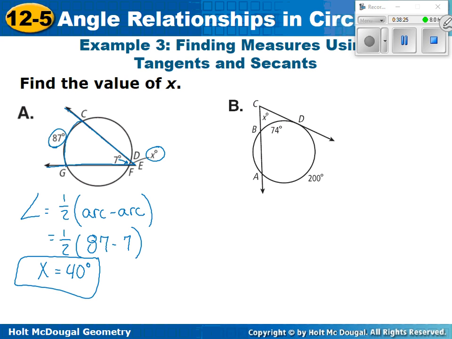Okay, basically the same idea on part B. Where is the angle located? Outside the circle. So it should be half of arc minus arc. Again, make sure you do bigger minus smaller.